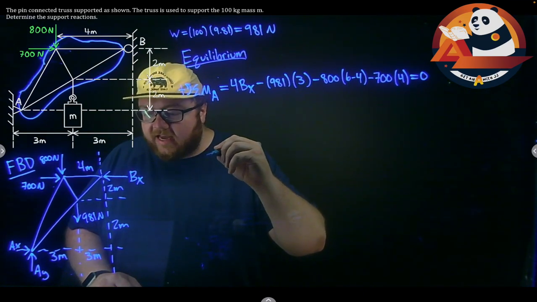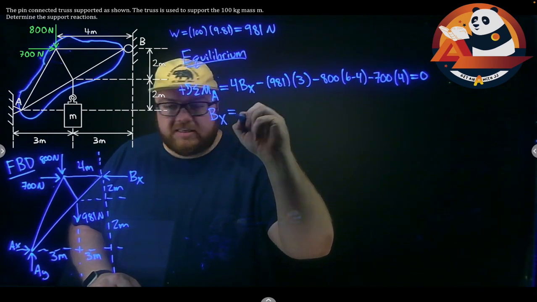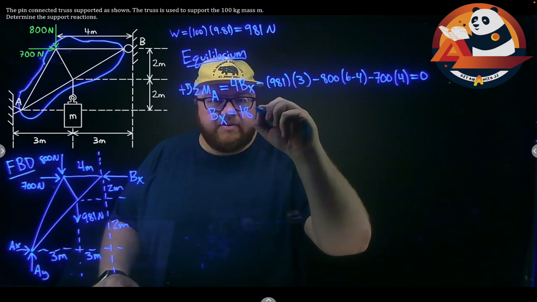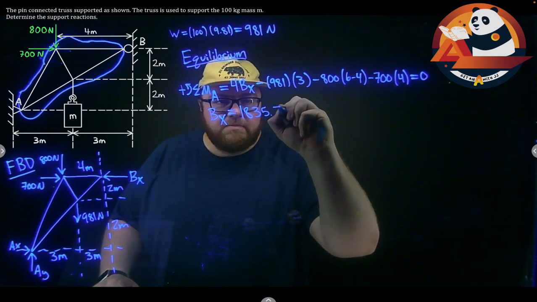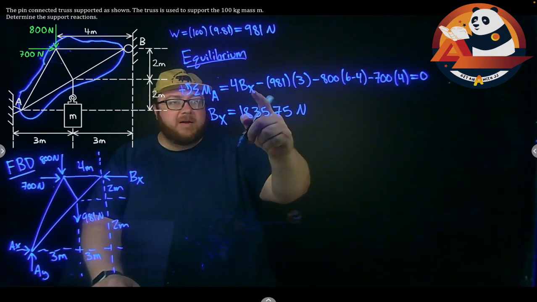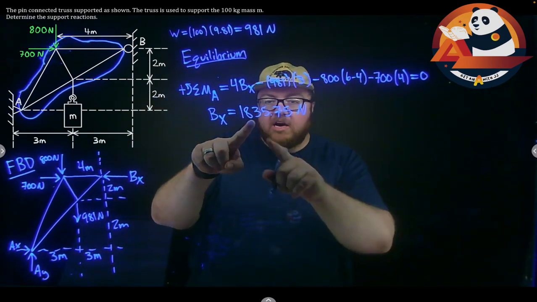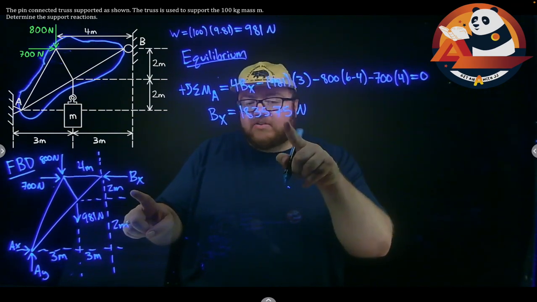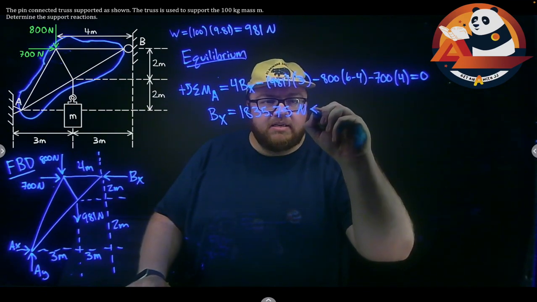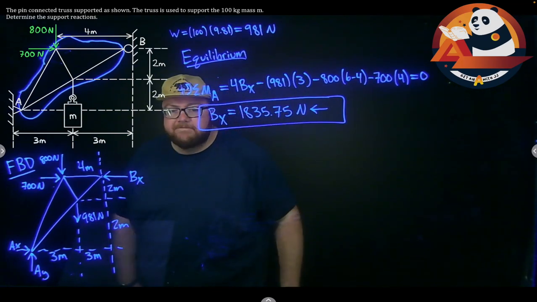And I should get that Bx is equal to 1835.75 newtons. That equation, when I worked it out, will give me a positive answer for Bx. In my answer statement, I want to get the magnitude, that's what I have right here, but also the direction. Because I get a positive number out, it means I assumed the correct direction in my free body diagram. This is to the left, which is another answer for us.